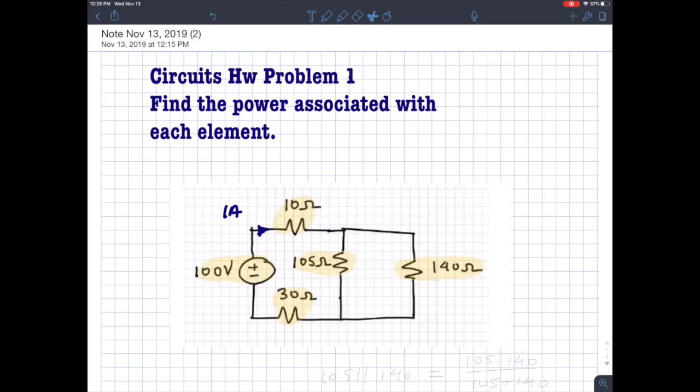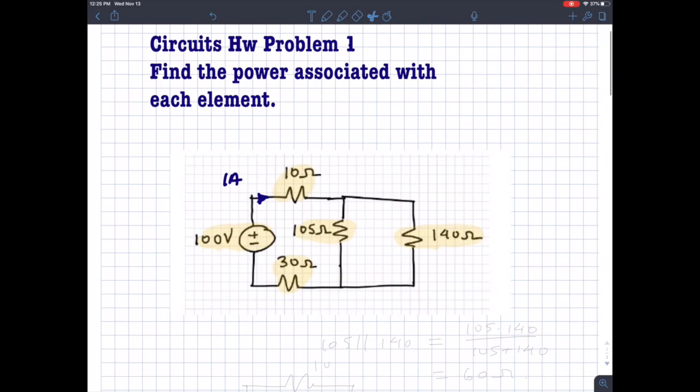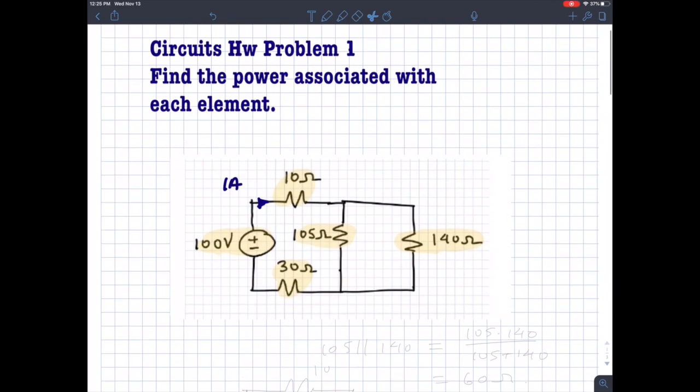Okay, here's a quick solution to one of the homework problems that I assigned for you to turn in, homework problem number 1 from circuits assignment number 1. What you're supposed to do here is find the power associated with every element, and I said to use an equivalent circuit approach.